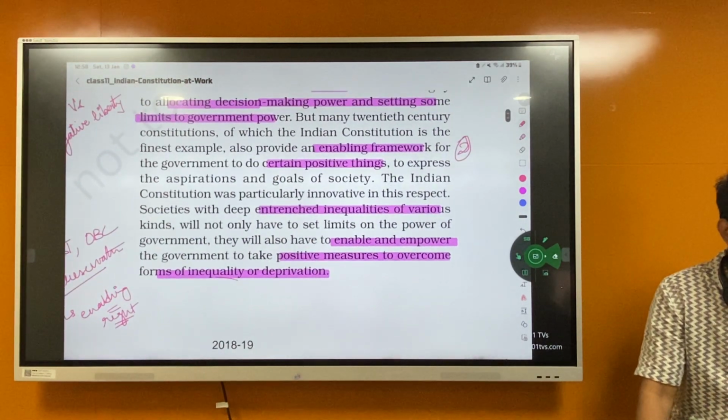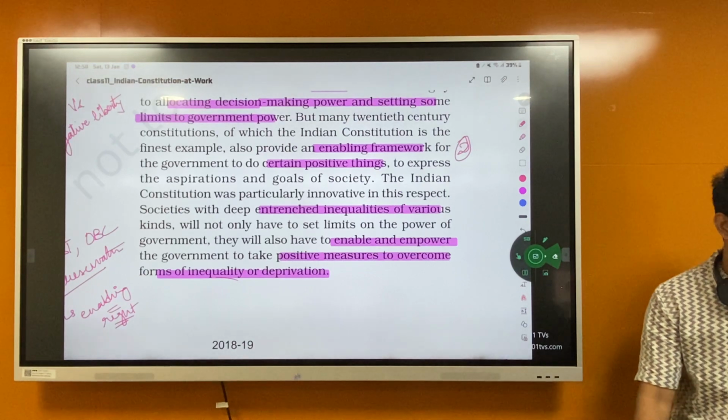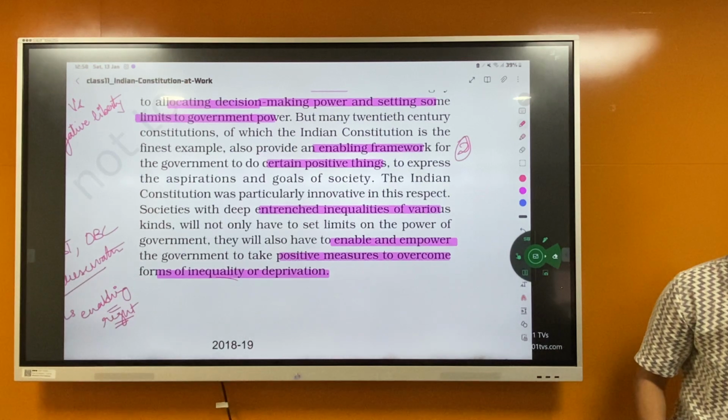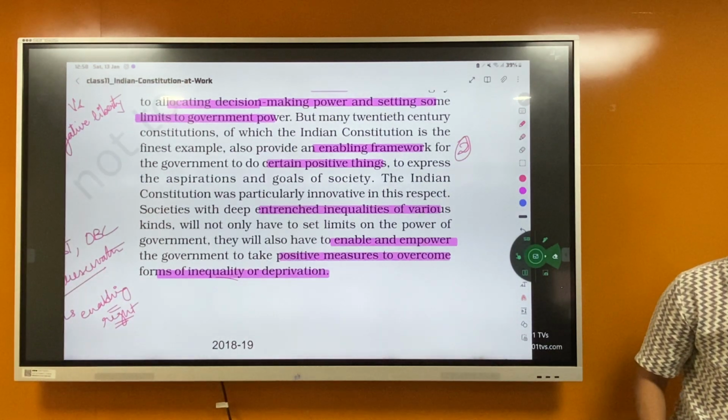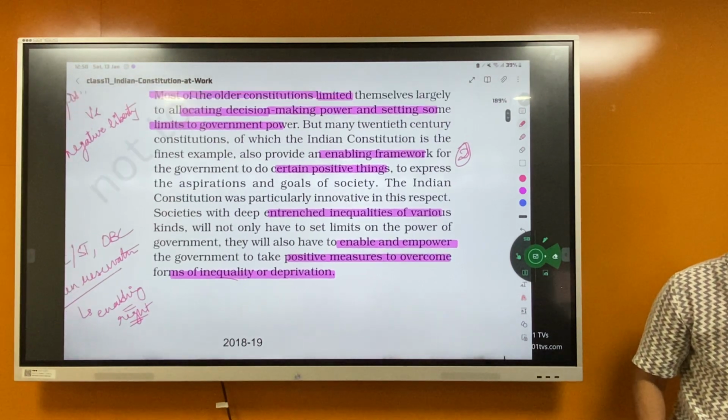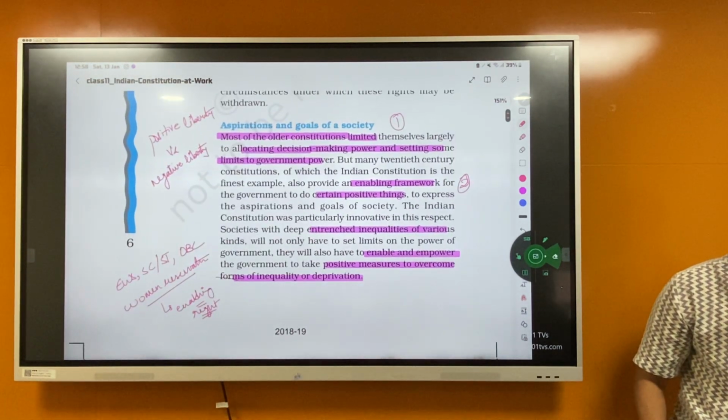Next, read. The Indian Constitution was particularly innovative in this respect. Societies with deep entrenched inequalities of various kinds will not only have to set limits on the power of government, they will also have to enable and empower the government to take positive measures to overcome forms of inequality or deprivation. Understood? Negative and positive measures, what they take.